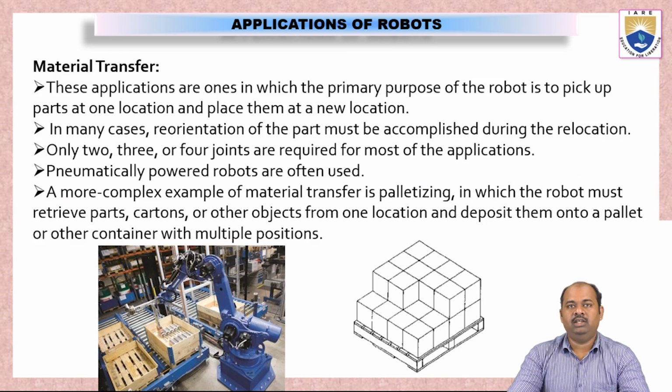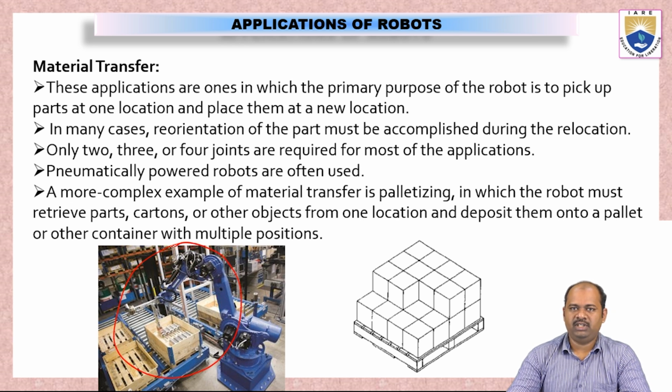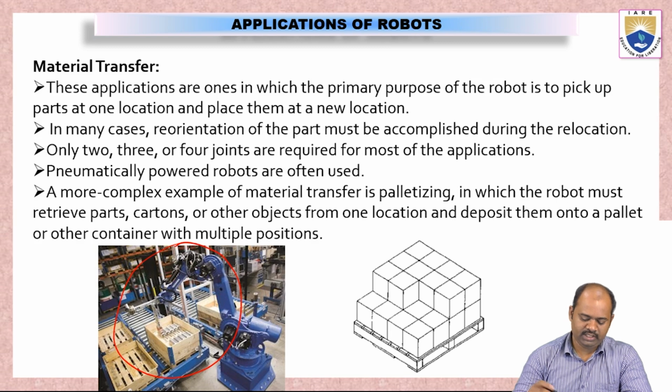Then here we'll see how robots can be used for material handling or material transfer applications. These are applications in which the primary purpose of the robot is to pick up an object at one location and place it at a new location. In this picture, we can see the robot placing or stacking objects in a crate. These crates are made of wood.